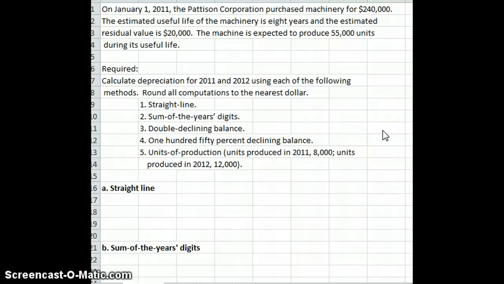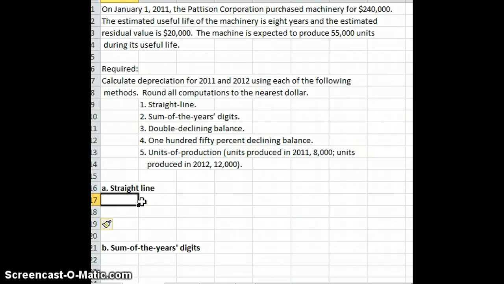So what we want to do is calculate the depreciation for the first 2 years using each of the following methods. So we have straight line, sum of the year's digits, double declining balance, 150% declining balance, and units of production. So let's look at straight line first. Straight line is the most commonly used depreciation method for financial statements, mostly because it is the easiest.